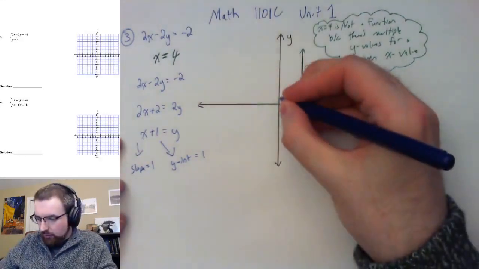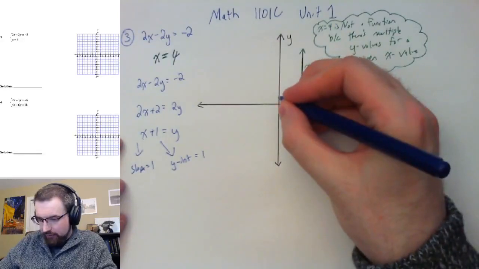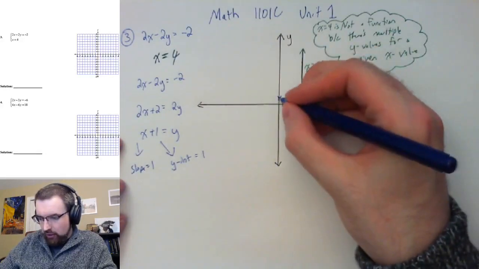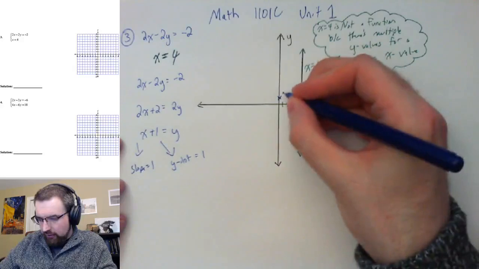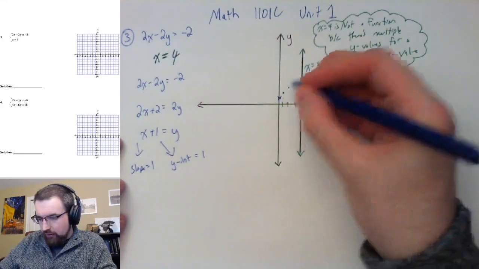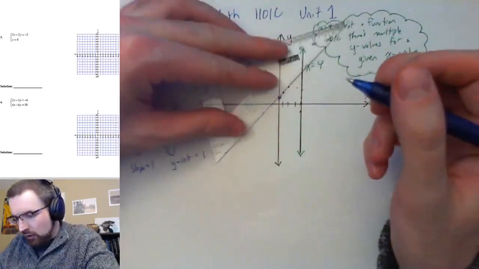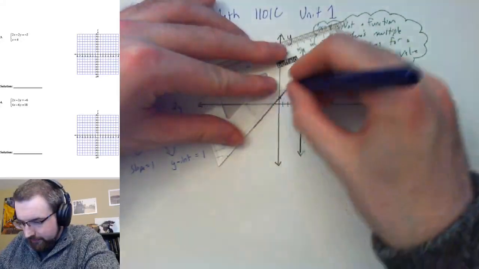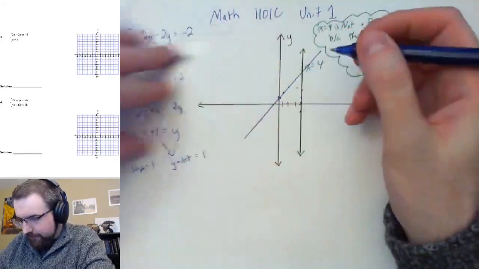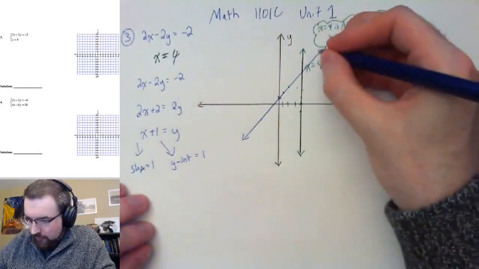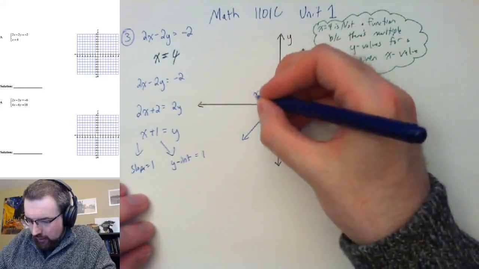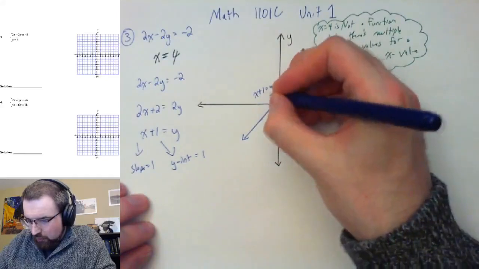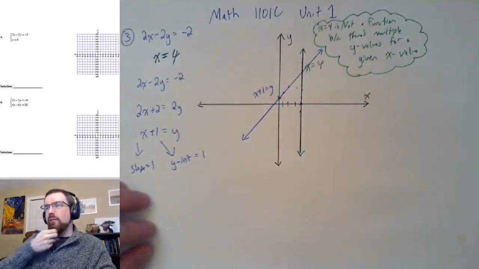So now I'm going to go up 1, and this is going to be my y-intercept. Then I'm going to go right 1 and up another 1. That's another point. Right 1 and up another 1. It's another point. So now I'm just going to go ahead and draw this, and I'll label it x plus 1 equals y.